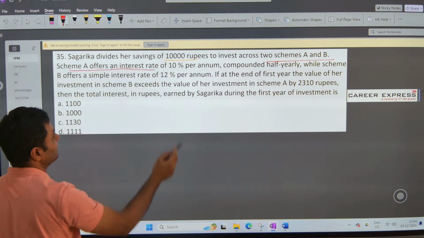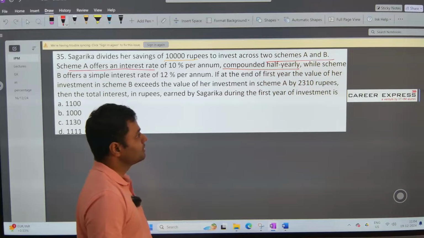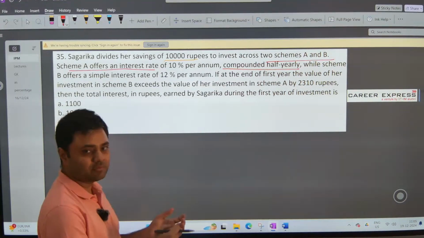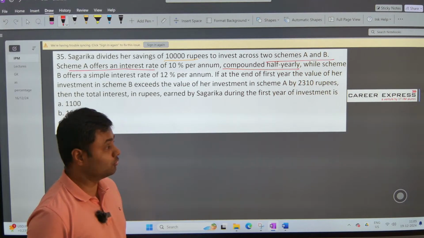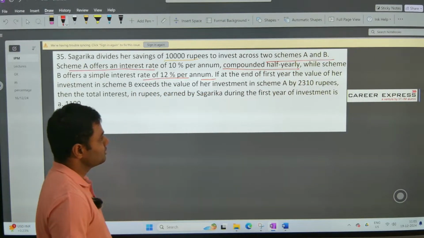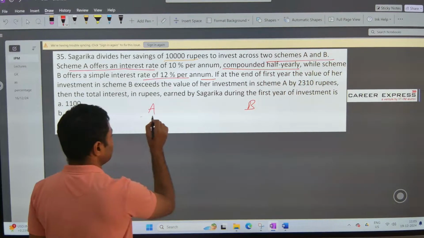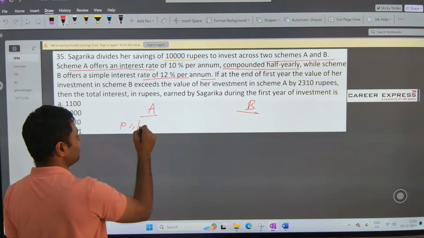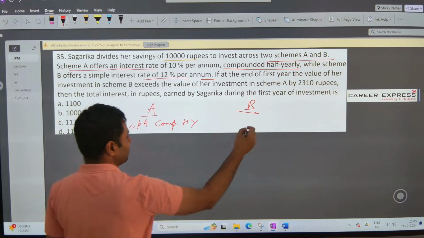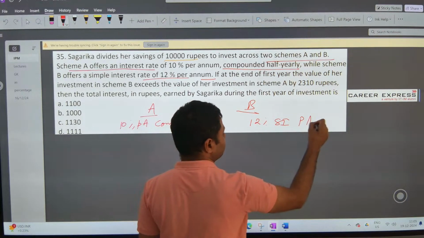Scheme A offers an interest rate of 10 percent per annum, compounded half yearly. So it is the compounded scheme. For 1 half year, the interest rate will be 5%. So 5% in first half and 5% in the next half. It will be compounded. While scheme B offers a simple interest rate of 12% per annum. So there are two schemes, A and B. Scheme A offers 10% per annum but compounded half yearly, and this is a simple interest, 12% simple interest per annum.